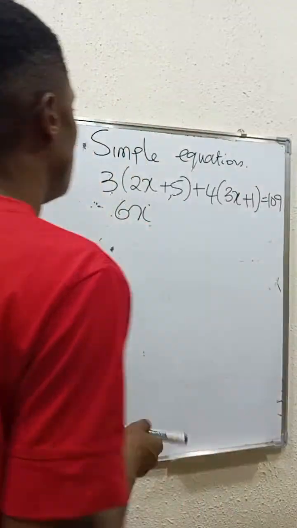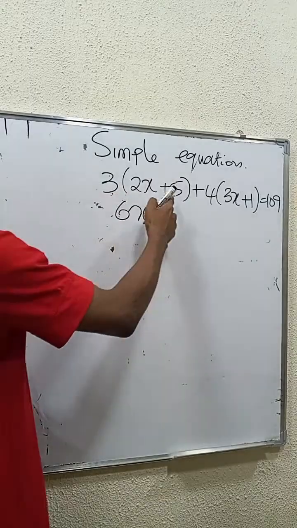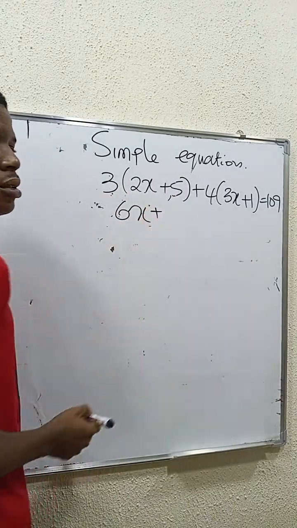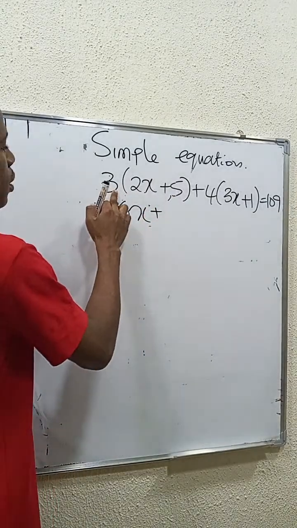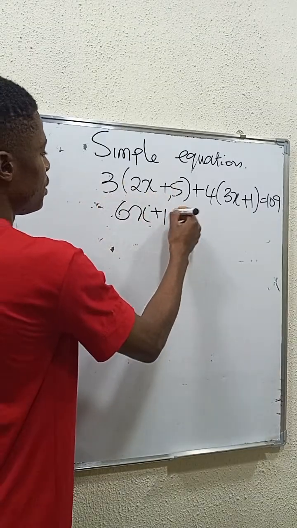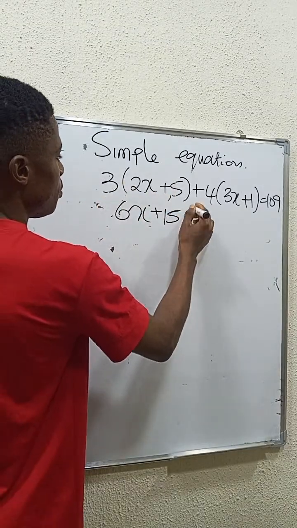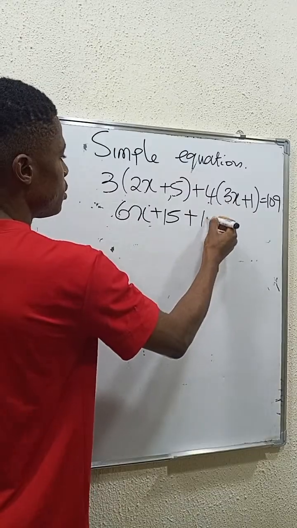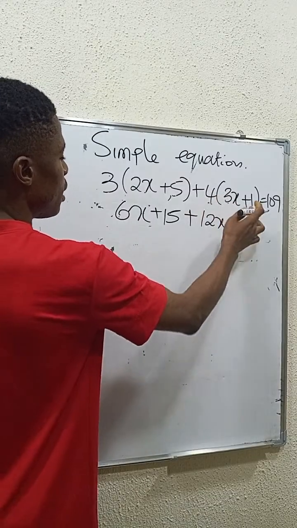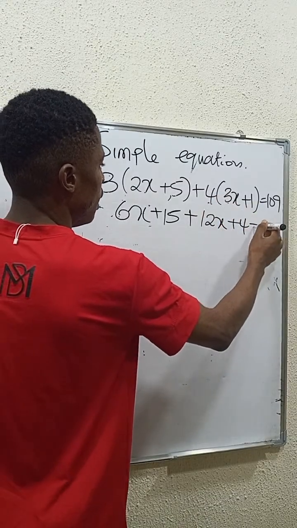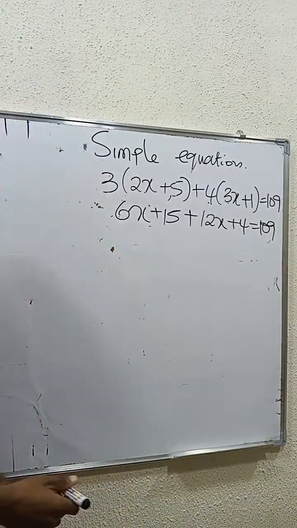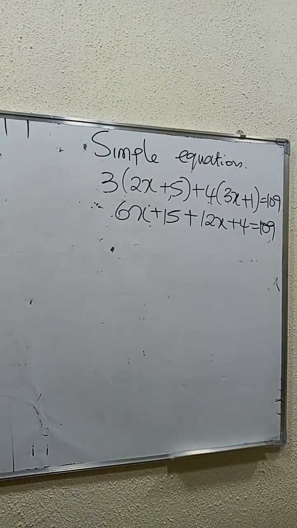Okay. So all we have to do, 6 times 5 is what? Sorry, 3 times 5 is 15. Plus 4 times 3 is 12, 12x. 4 times 1 is 4. And it's equals to 109. Okay?